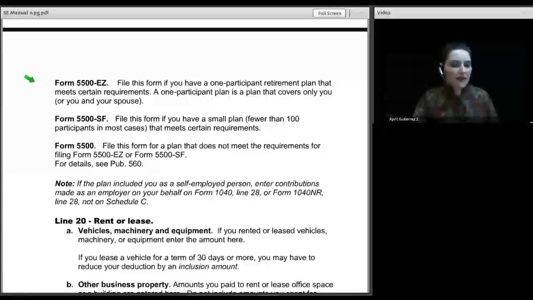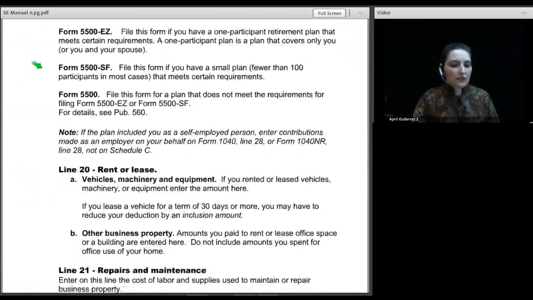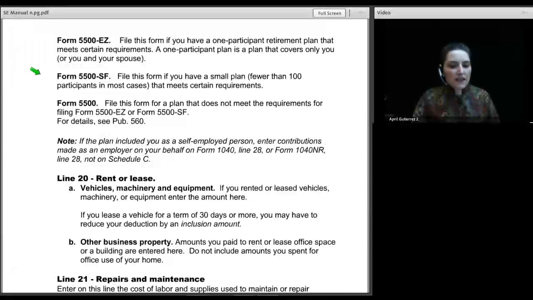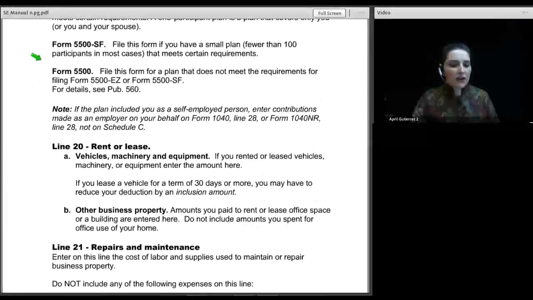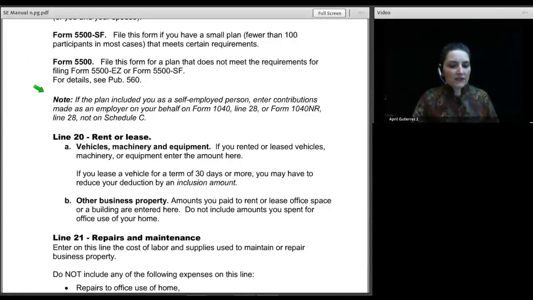The first one is Form 5500 EZ. You file this form if you had a one-participant retirement plan that meets certain requirements. A one-participant plan is a plan that covers only you or you and your spouse, and that's essentially an individual 401k plan. You file Form 5500 SF if you have a small plan with fewer than 100 participants in most cases, and you file Form 5500 if the plan does not meet the requirements for the earlier two forms. So if you need more information about those forms, you can research through Publication 560.